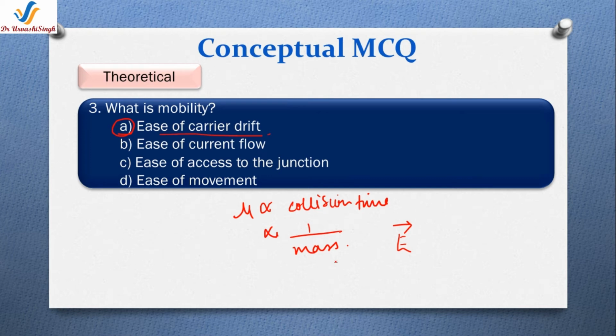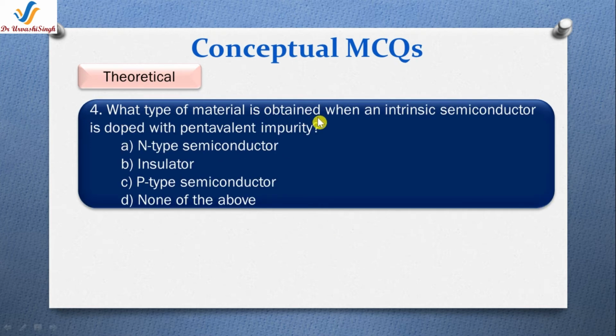Now the fourth question is, what type of material is obtained when an intrinsic semiconductor is doped with pentavalent impurity? So recall what the pentavalent impurities are. These have 5 electrons in the valence shell and only 4 electrons are required to make the covalent bonds with the 4 neighboring silicon atoms. It means that 1 electron is extra, and that semiconductor material where the electrons are the majority carrier will be n-type semiconductor. So the answer is option A.